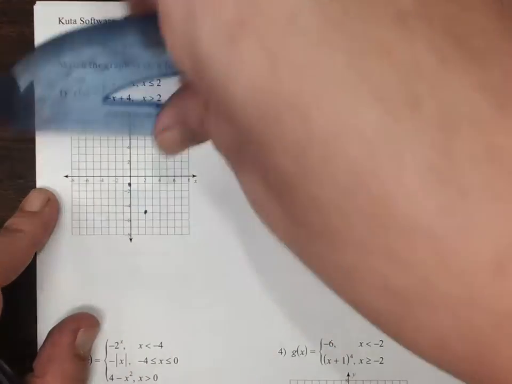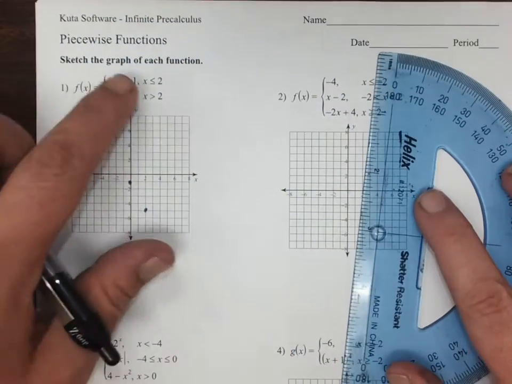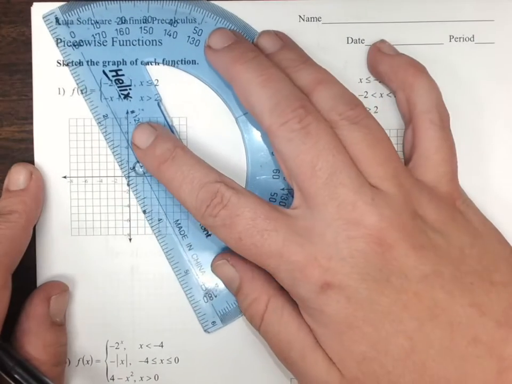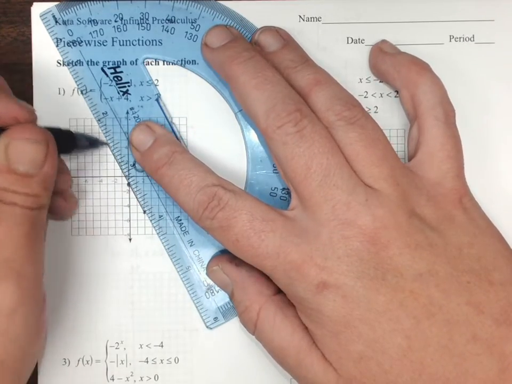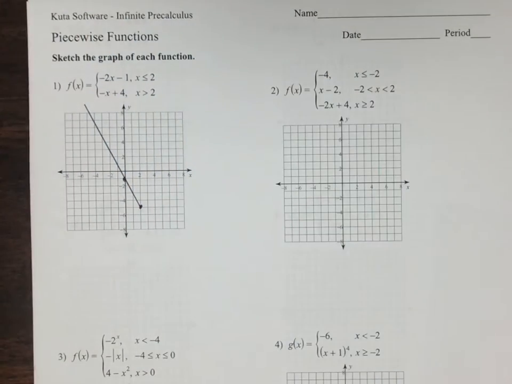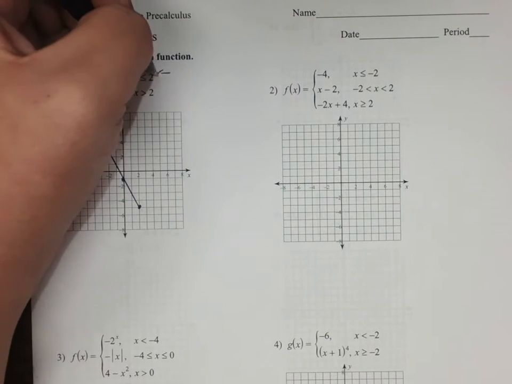And I know that that's defined to the left, right? That is everything that's less than or equal to 2. So I'm using a protractor rather than a ruler because I find them slightly easier to use for graphing. But now we have graphed this chunk.